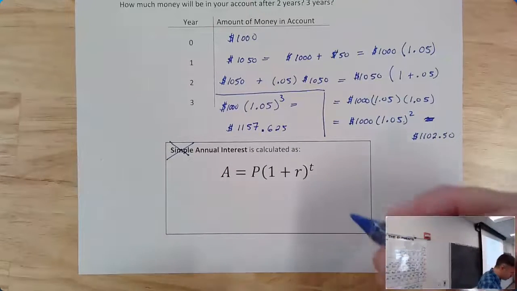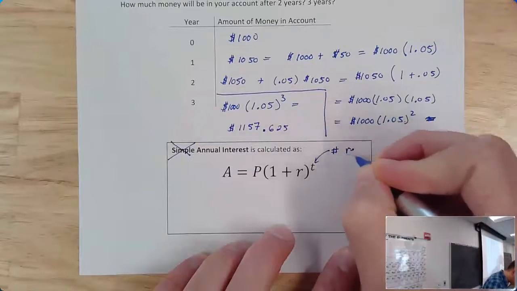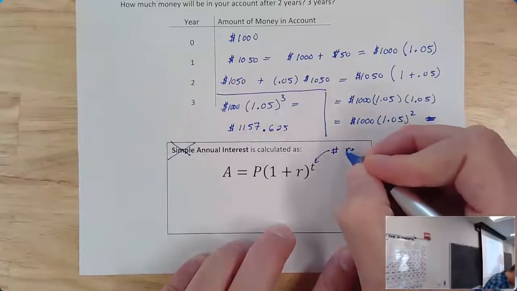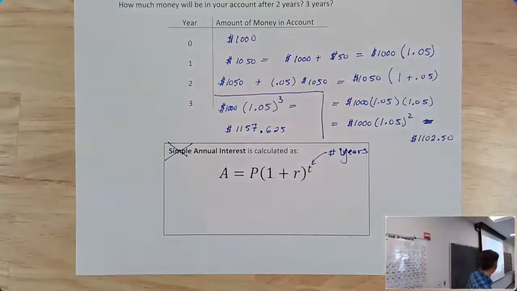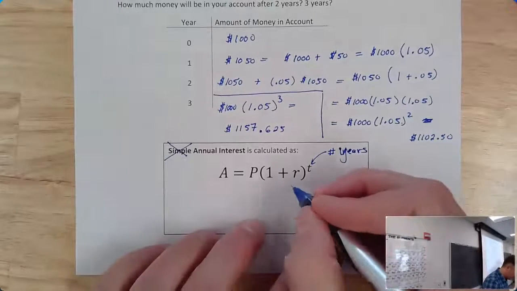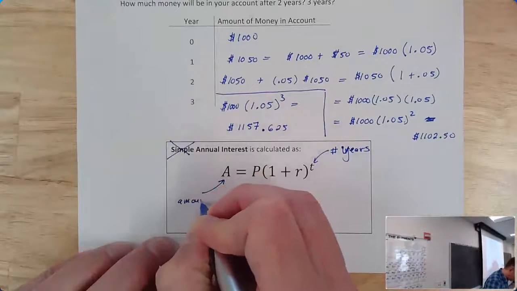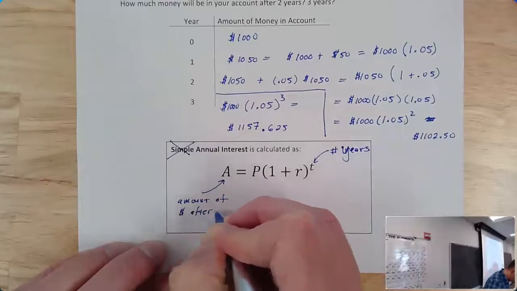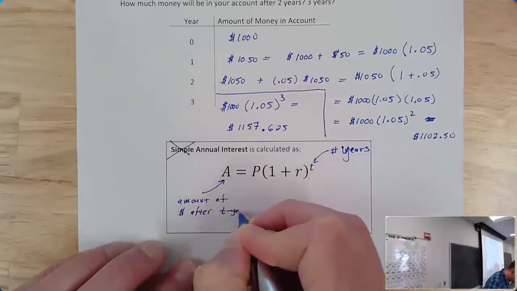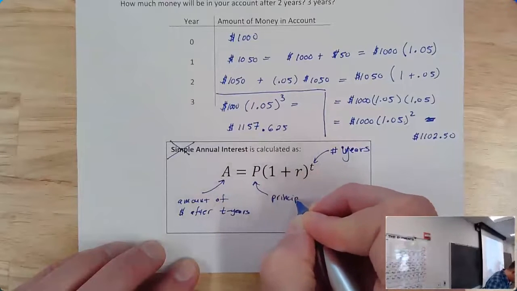Every year, where T is the number of years. Wow, year starts with a Y, not an R. There is an R in there. So every year that you're earning some interest, this is how we're going to calculate it. Just to kind of label things here. A is the amount of money you're going to have after T years. P is the principal, or the amount you're starting with.